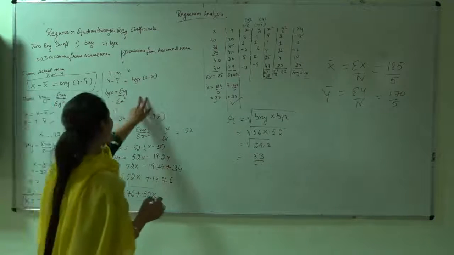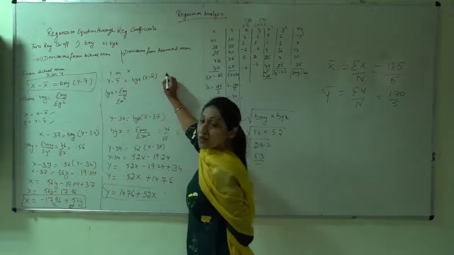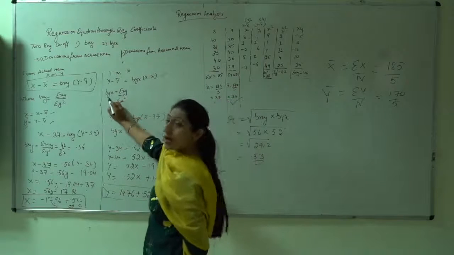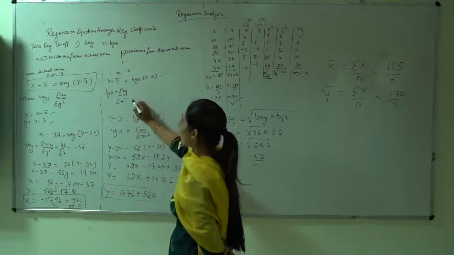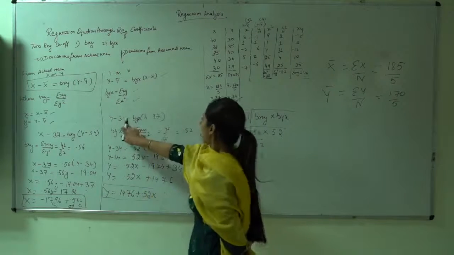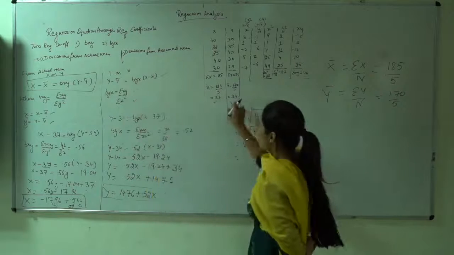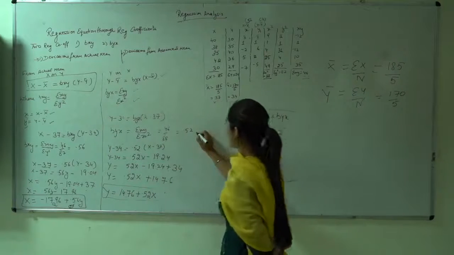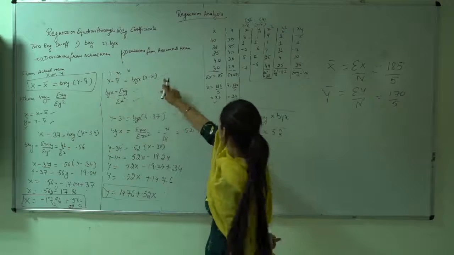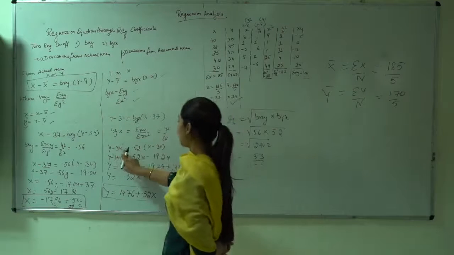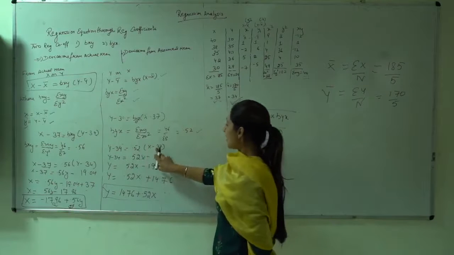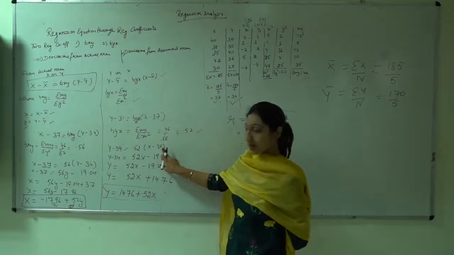Coming to y on x, the equation is y minus y bar is equal to byx into x minus x bar. The formula to calculate byx is equal to summation xy upon summation x square. Again putting the values in the equation, the value of y bar is 34. byx we calculated as 0.52, so I have put 0.52 here. x minus, what is x bar? 37. So y minus 34 is equal to 0.52, which is byx. Bracket started, x minus x bar, which is 37.